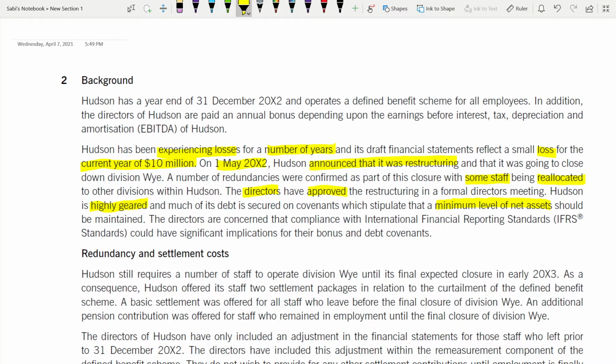Directors are concerned that compliance with IFRS could have significant implications for their bonuses and debt covenants. So the directors are trying to say that if they comply with IFRS, then this can have a negative effect on bonuses and debt covenants. Maybe you will breach your debt covenant, so you might not get enough debt. This will also have an impact on your bonus. Maybe you might not get a bonus if you comply with IFRS.